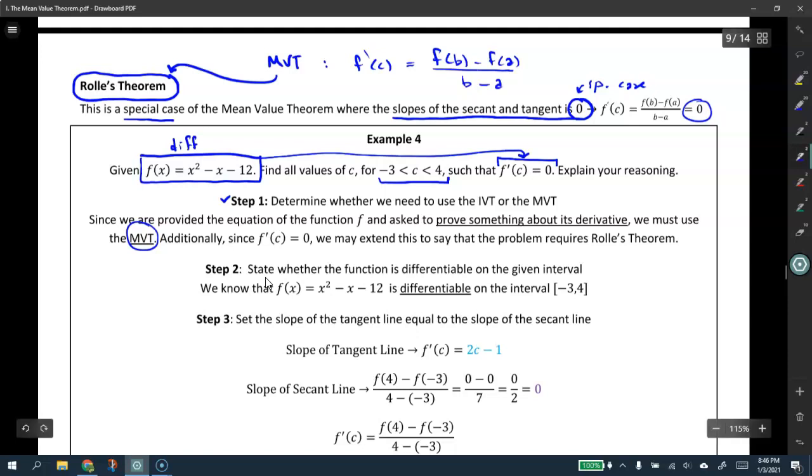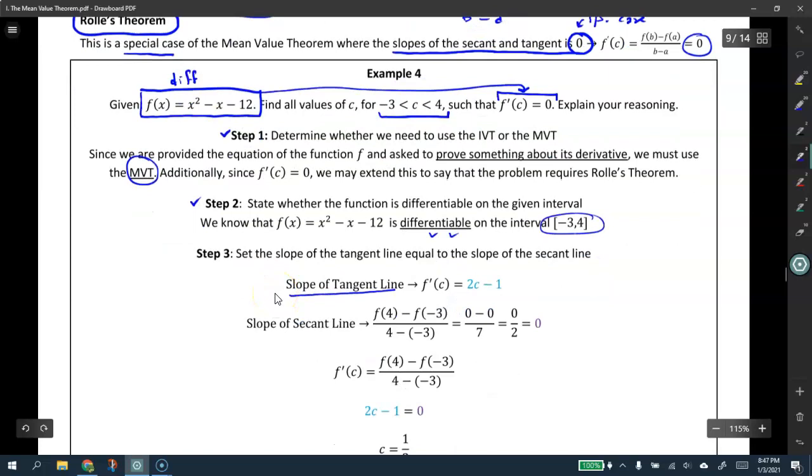Step number 2, we know that it is differentiable on this interval -3 to 4 because it's polynomial. So let's go to step number 3. In step number 3, what we have learned is you take the derivative of the curve, so 2c minus 1, and the slope of the line.